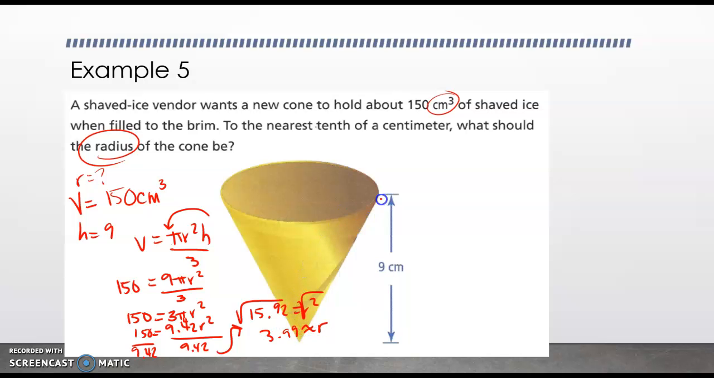It wants us to round to the nearest tenth. If I round to the nearest tenth, the 9 rounds up, which makes our radius approximately 4 centimeters. So again, we took what we knew, we plugged it in, and we solved for our unknown r. And that's how we work with the volume of cones. In our next video, we're going to talk about the volume of spheres. I'll see you there.